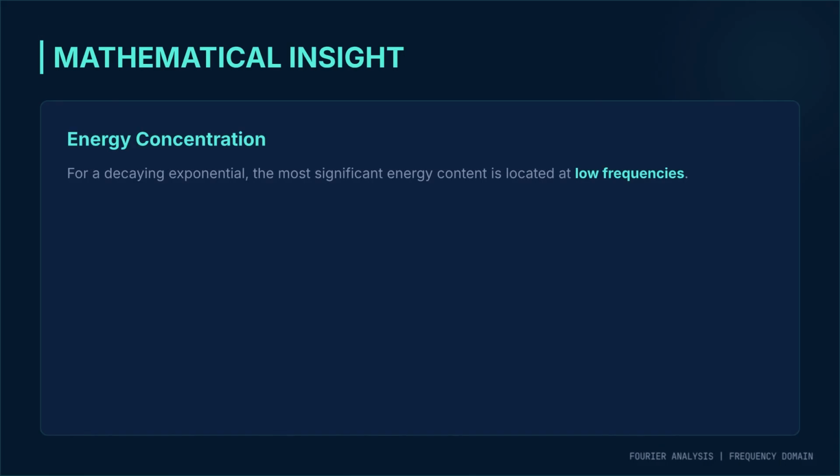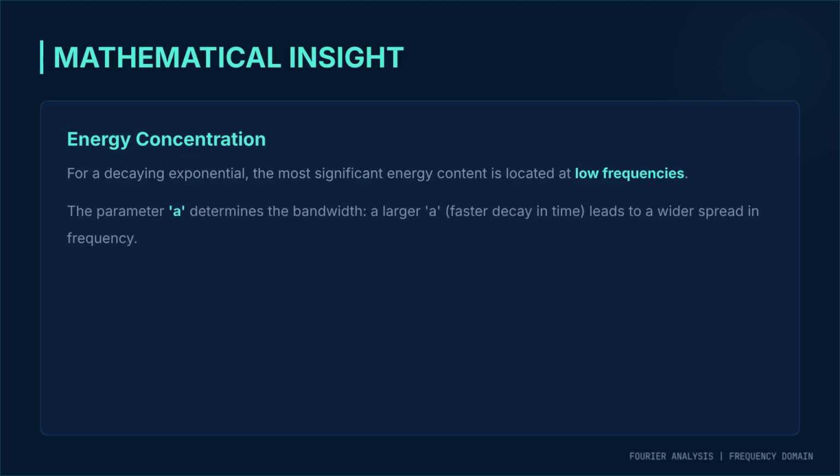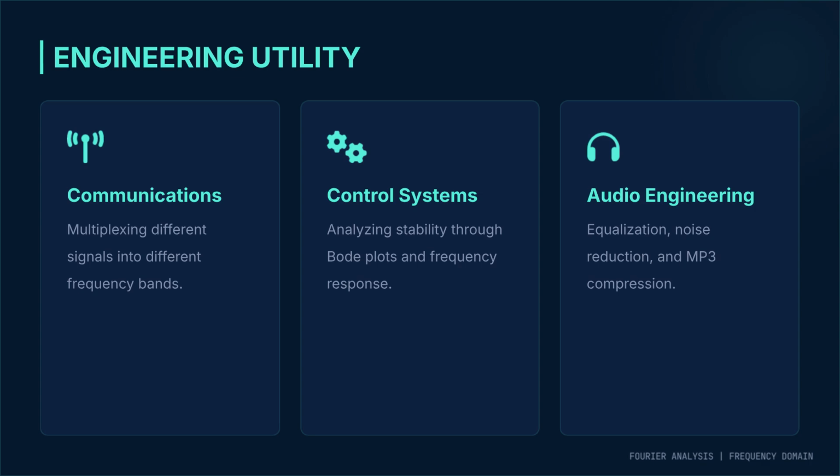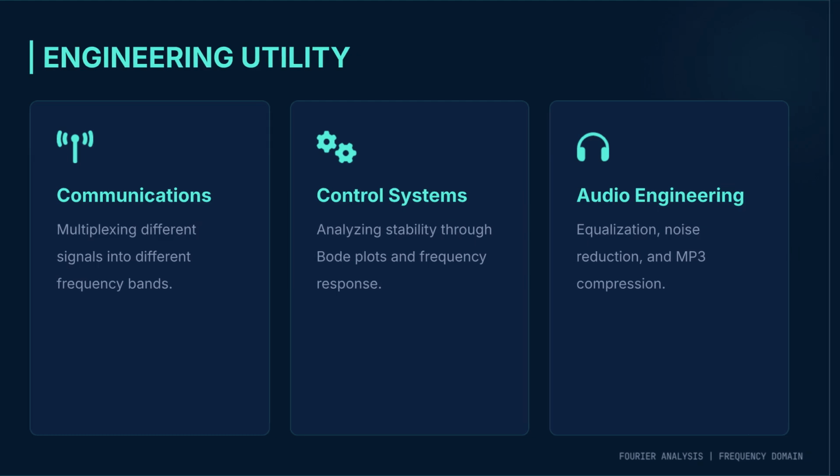The mathematical insight confirms that for a decaying exponential, the most significant energy is concentrated at low frequencies. The decay parameter a dictates the signal's bandwidth. In engineering, the Fourier transform is invaluable. It's crucial for communication systems, control systems analysis using Bode plots, and audio engineering tasks like equalization and noise reduction.